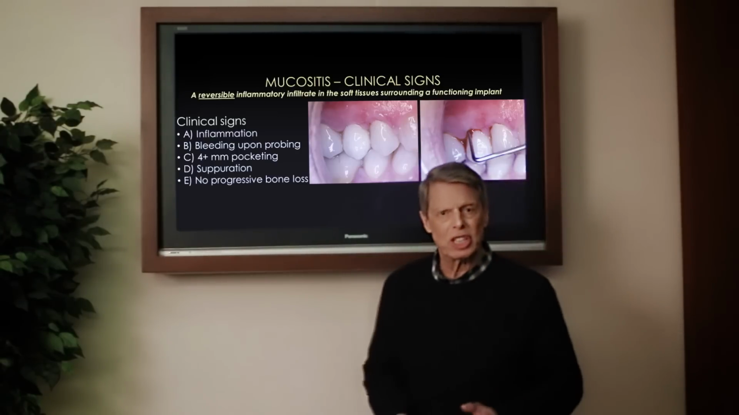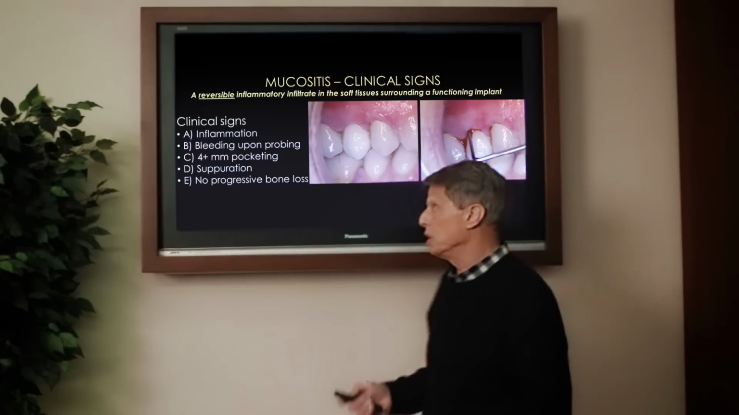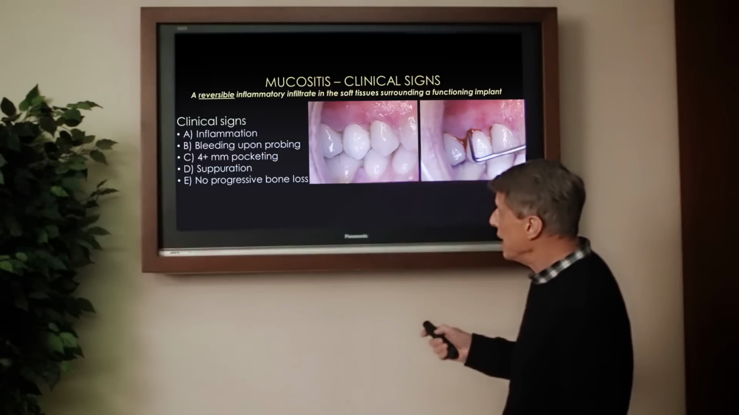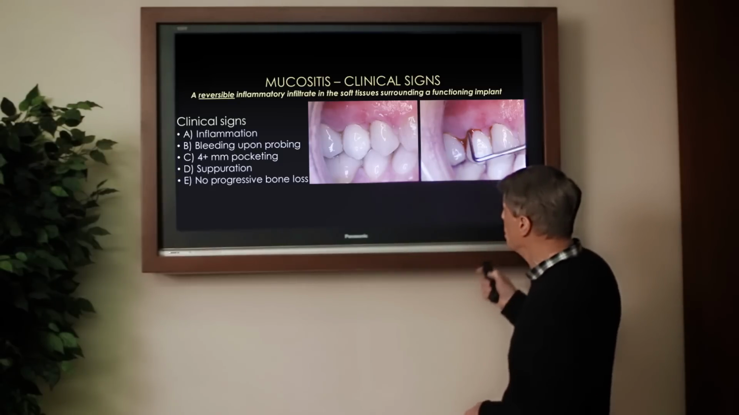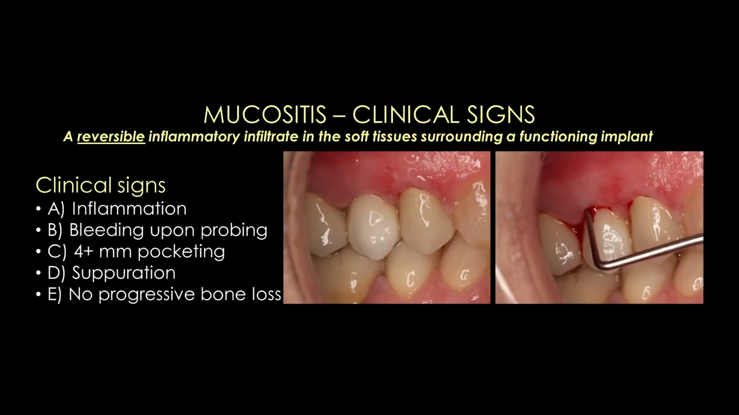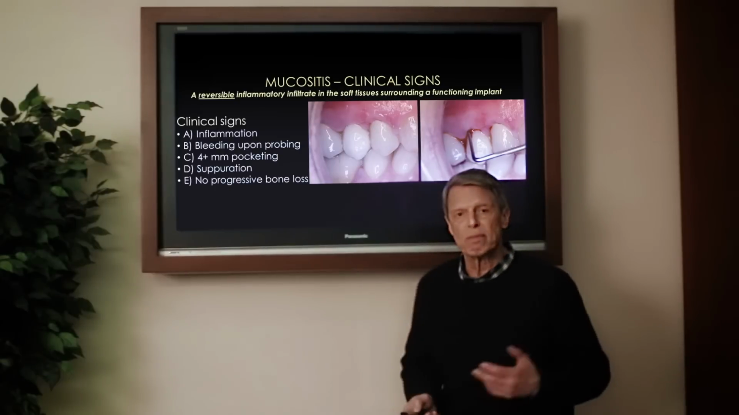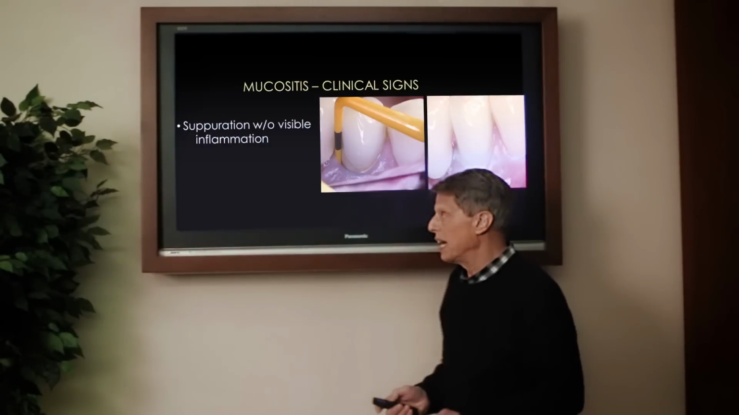So let's take a little bit more of a look at mucositis so we can get a better understanding of what's involved and what the signs and symptoms of mucositis are. Mucositis is a reversible inflammatory infiltrate in the soft tissues surrounding a functional implant. The clinical signs are inflammation, bleeding upon probing, 4+ millimeter pocketing, and possibly suppuration, pus. But there's no progressive bone loss when you take a look at an x-ray of an implant with mucositis.